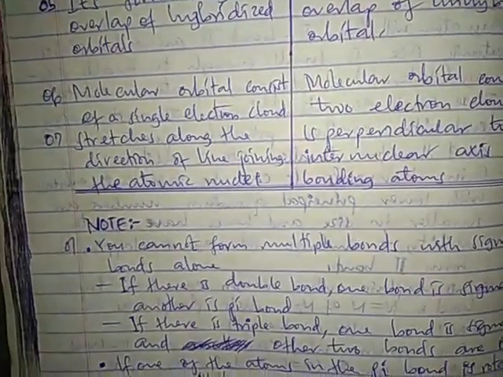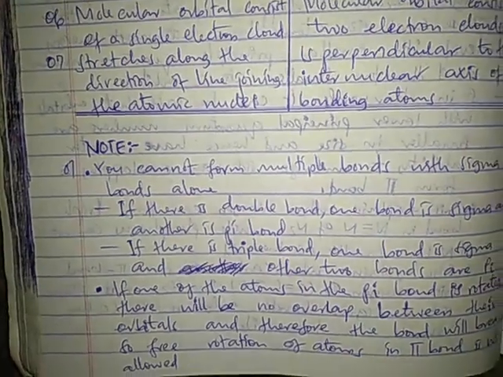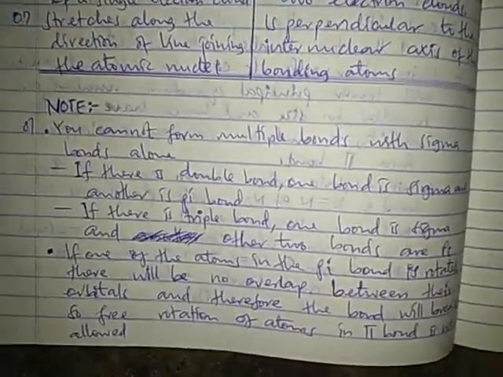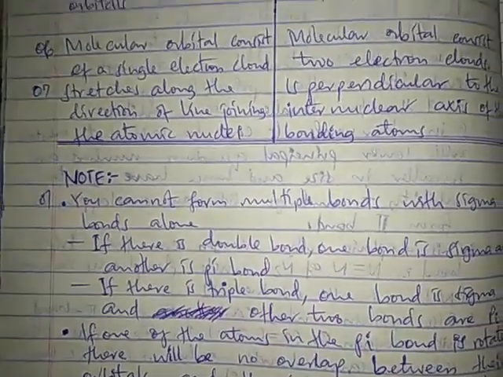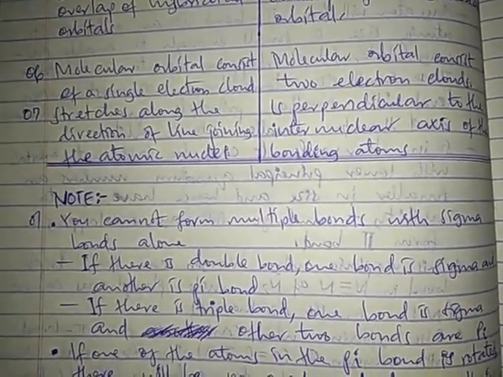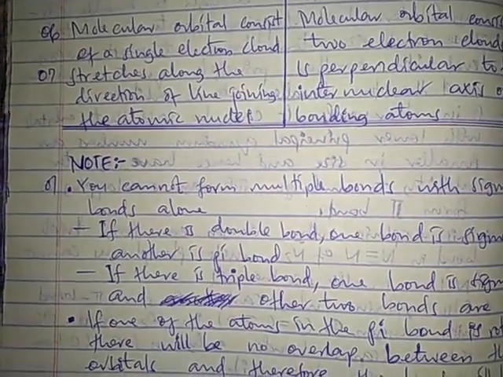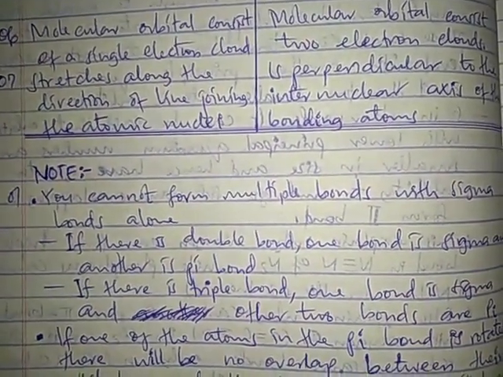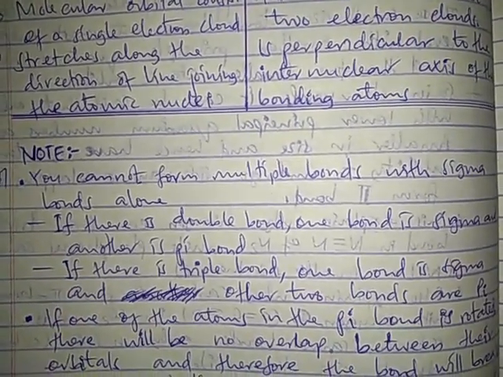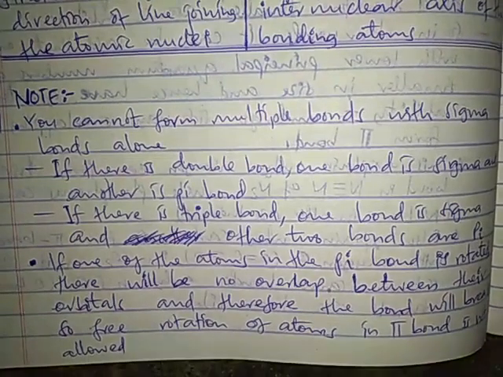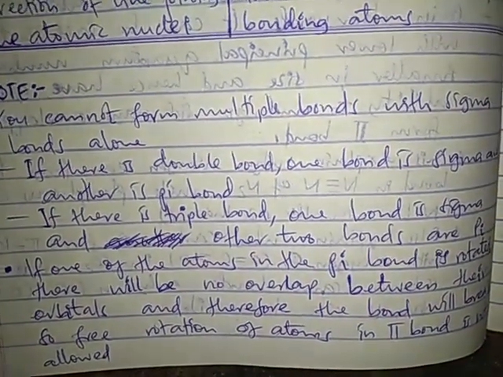And there are a few tips to note here, that you cannot form multiple bonds with the sigma bond alone. So if we are seeing multiple bond anywhere, that means the first bond is sigma, then the second and third are pi bonds. If there is double bond, one bond is sigma and another is pi. If there is triple bond, one bond is sigma and the other two are pi.